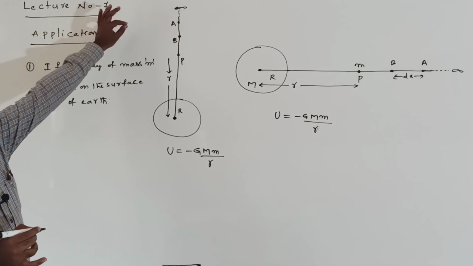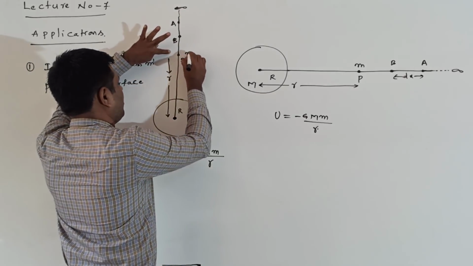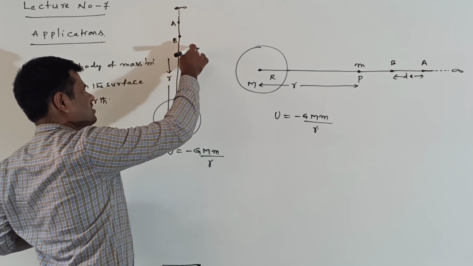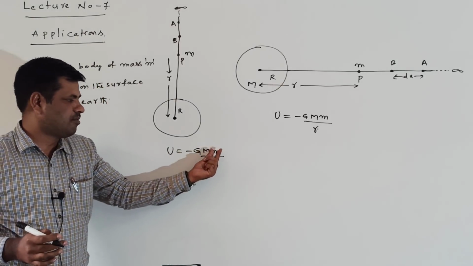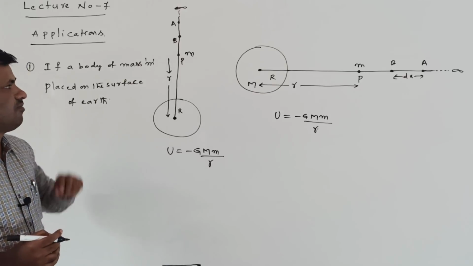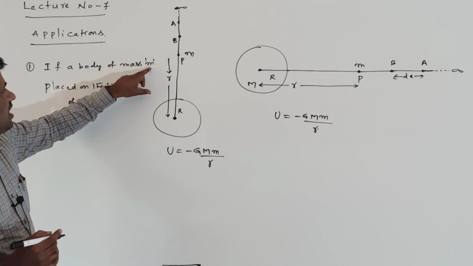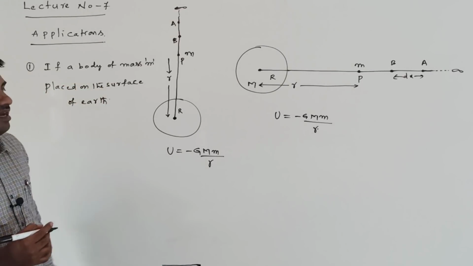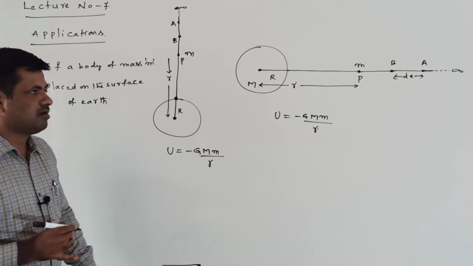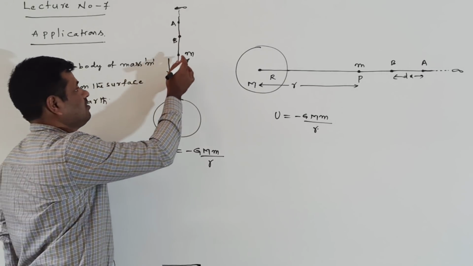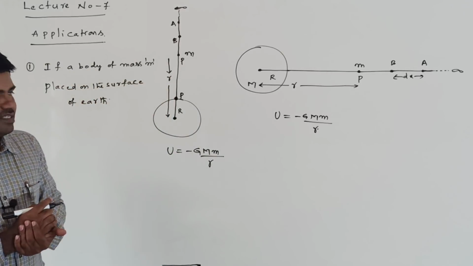That means the body is taken from infinite distance to P point. Here the body of mass m is taken from infinite distance to P point. The potential energy formula is U equal to minus GMm by r. Now if a body of mass m is placed on the surface of the Earth, I want to place it here, so the P point we can take here, because I am placing it on the surface of the Earth.